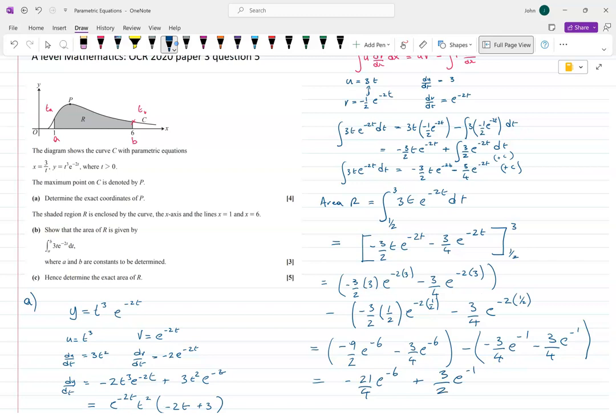So that's exact. So that's it. We've got through the whole question. Reasonably long question. 5 marks for the last bit, so it's 12 marks. And yeah, that's it. Hope it was useful.